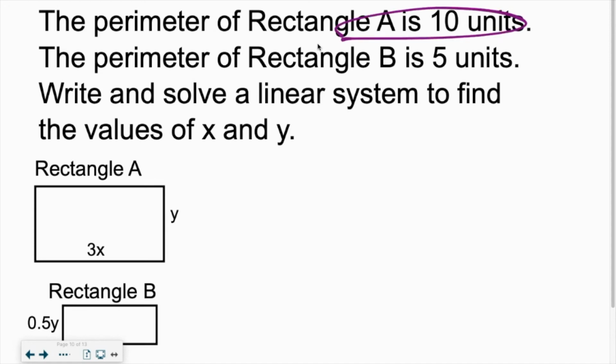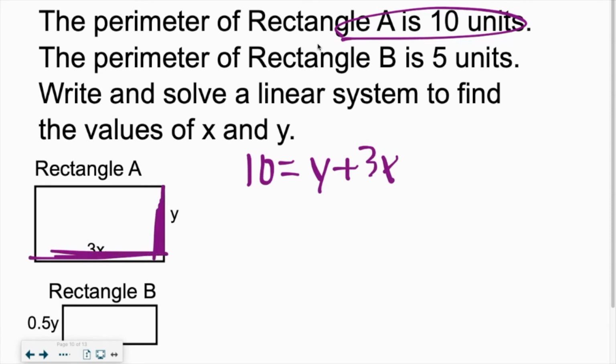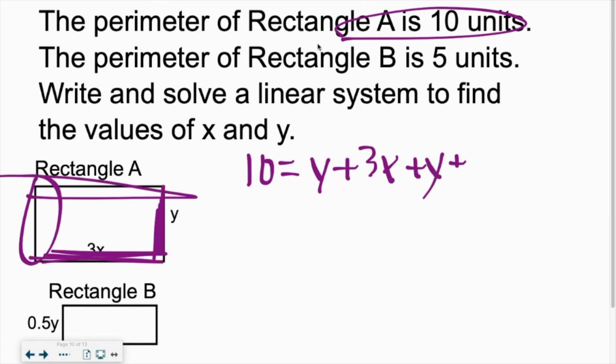Since A is 10, I'll start with that. And then the perimeter all the way around. Don't just tell me that it's y plus 3x. In class, we'd have a great discussion that you haven't gone all the way around. You remember that this side is y, and that this side over here is also 3x.